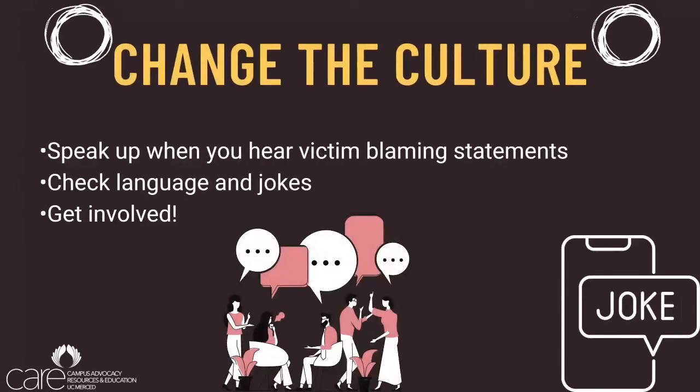Now, using the 3Ds is one way of being an active bystander, but here are some other ways we can change the culture and make our community a safe place. You can start by speaking up when you hear victim blaming statements, which are any of these ideas that the victim said or did something to deserve this violence.